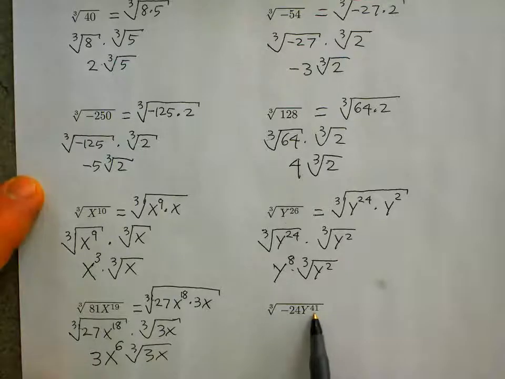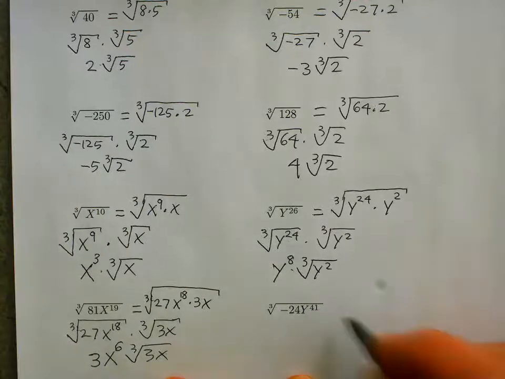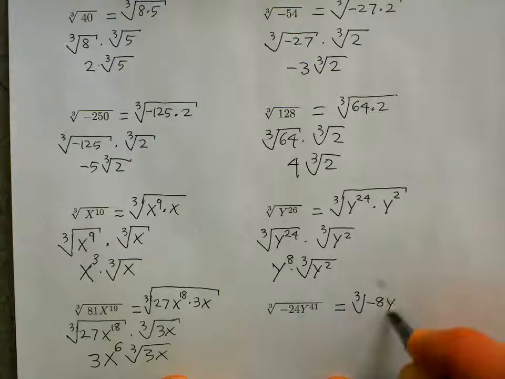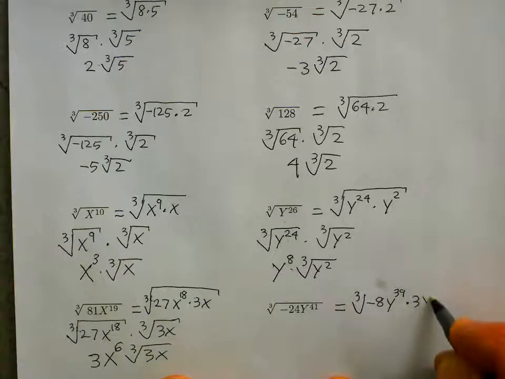Okay, the exponent 41 is not a multiple of 3, so remember we work backwards from 41. The next integer lower than 41 is 40. Is 40 a multiple of 3? No. So we keep going. The next integer less than 40 is 39. 39 is a multiple of 3. So we're going to rewrite this as the cube root of negative 8 times y to the 39th times 3 times y to the 2nd.